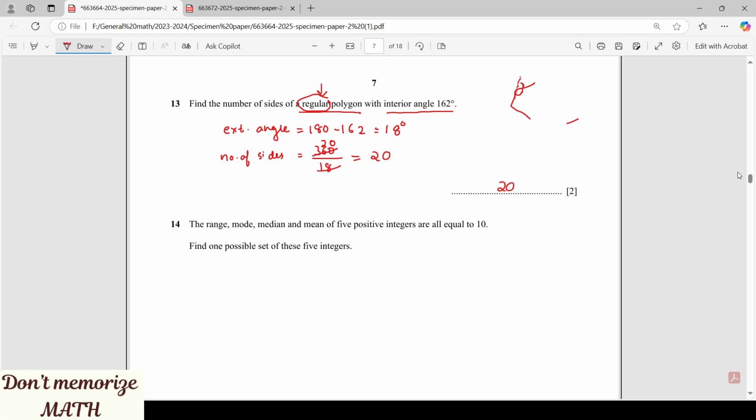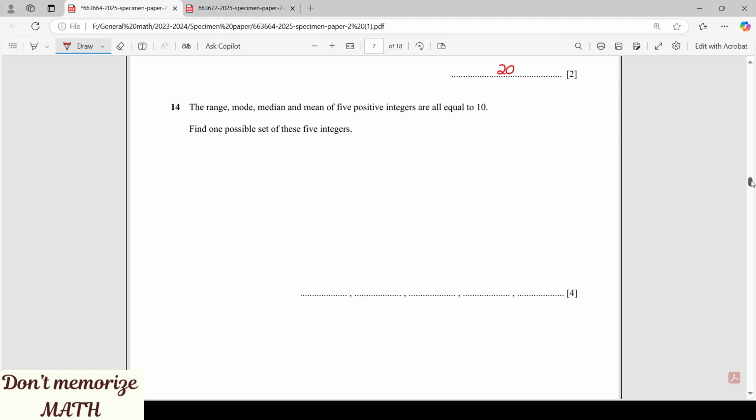Then the next one, question number 14. The range, mode, median and mean of 5 positive integers are equal to 10. Find one possible set of 5 integers. We just need one possible set of 5 integers. Okay, so what is given here? Median is given. What do you mean by median? Median means the middle number. Okay, median is 10, so the middle number will be 10.